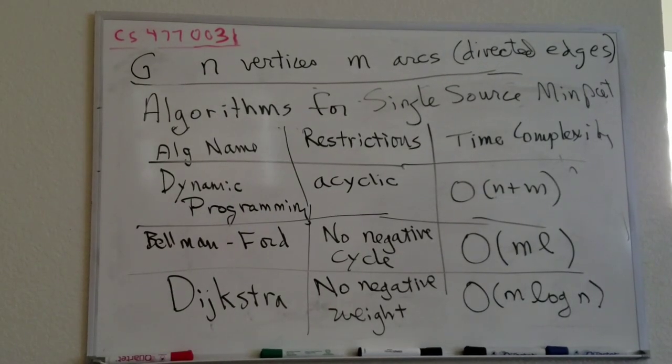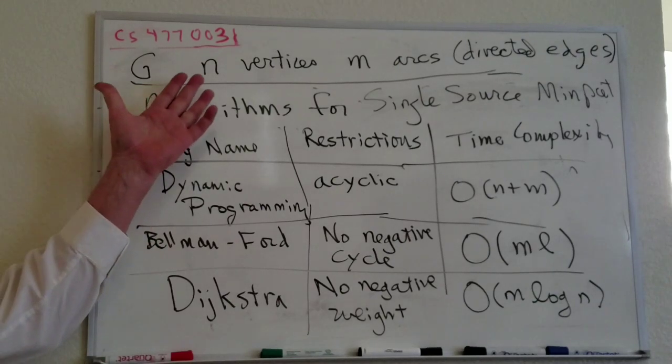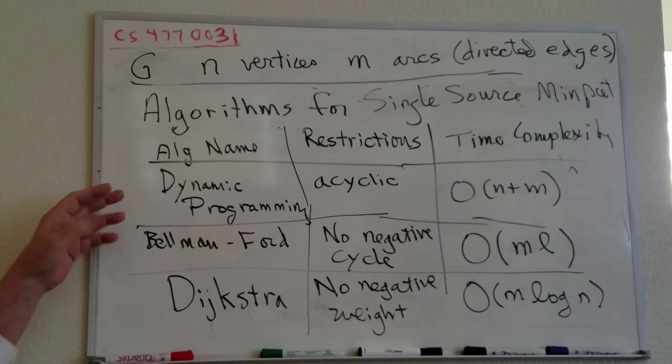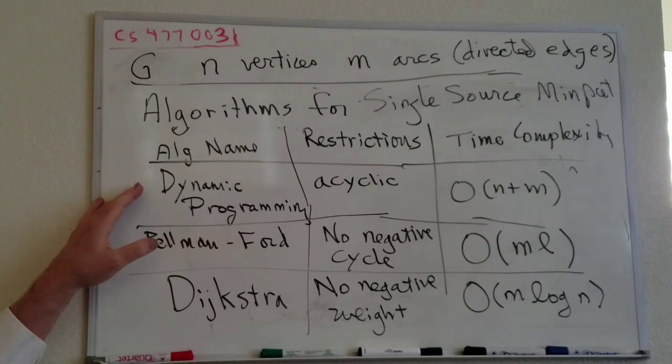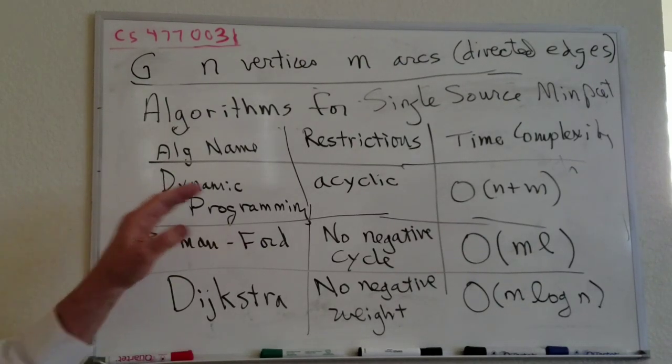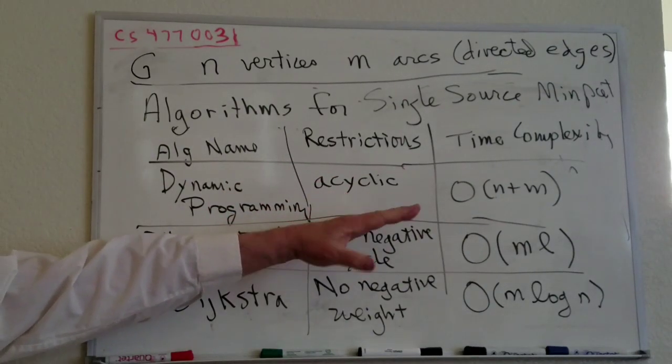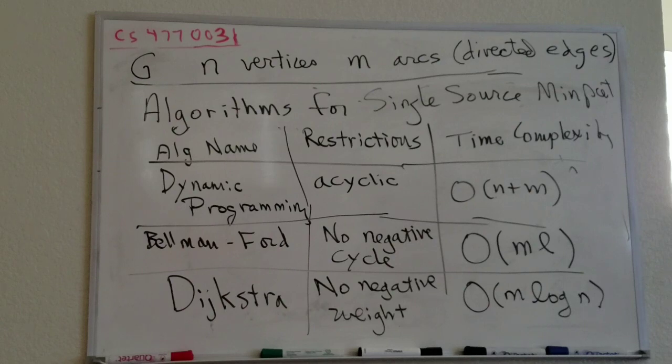Now, we're looking at different algorithms for the single source problem. Recall N vertices, M arcs, and L for the fewest number of edges in any shortest path. We're going to look at 3 algorithms here. The first is the dynamic programming algorithm I just showed you. One restriction is that the graph has to be acyclic. The time complexity is very short, N plus M.